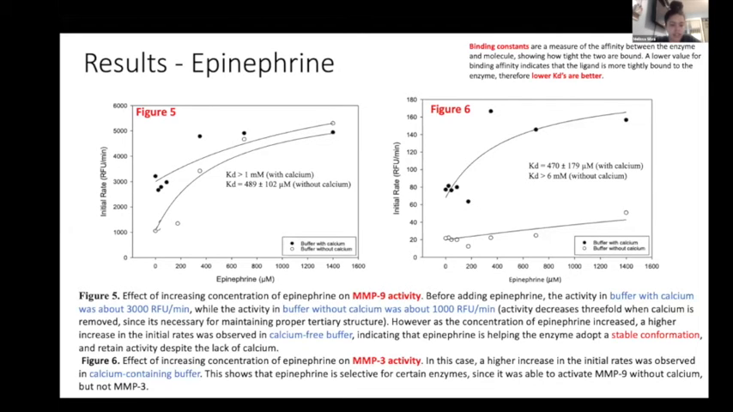Then figure 6 shows the effect of increasing concentration of epinephrine on MMP3 activity. In this case, a high increase in the initial rates was observed in calcium-containing buffer. This shows that epinephrine is selective for certain enzymes, since it was able to activate MMP9 without calcium, but not MMP3.